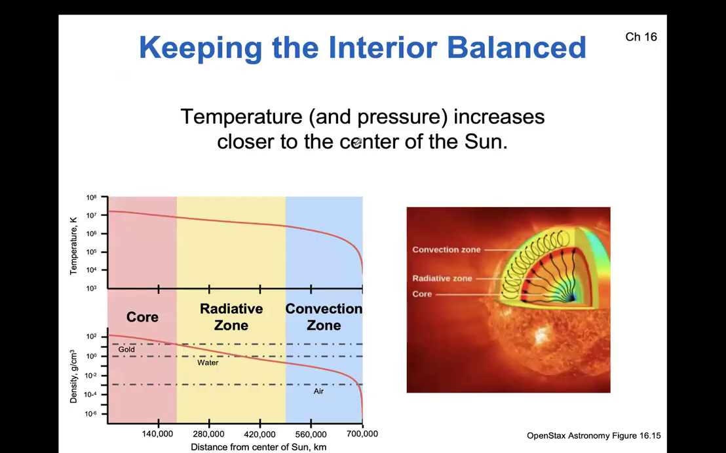So we'll just kind of wrap this up about this idea of the balance. So we're keeping the interior balanced, the temperature and pressure increase closer to the center of the sun, right? But that balance is always maintained. We saw this figure slash graph back in chapter 15, just showing the temperature on the vertical axis as a function of distance from the center, measured in kilometers, with the 0 being the very center, the core extending to this value right here, which looks to be maybe like 160.